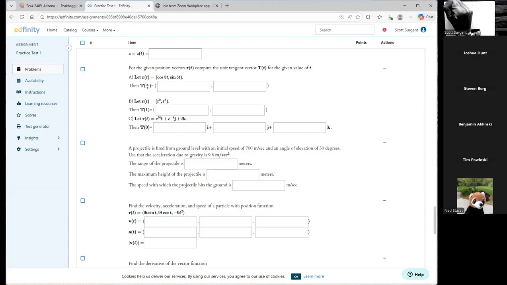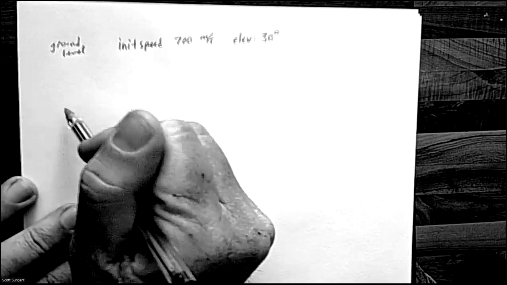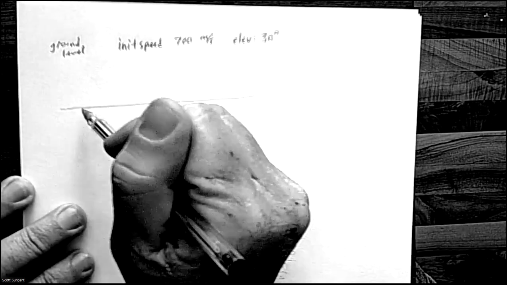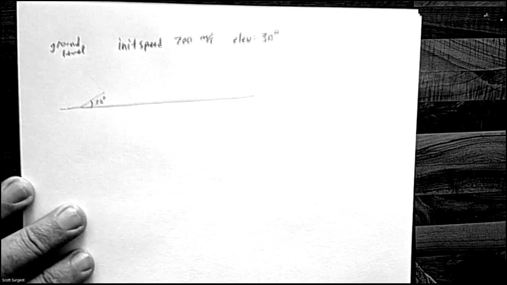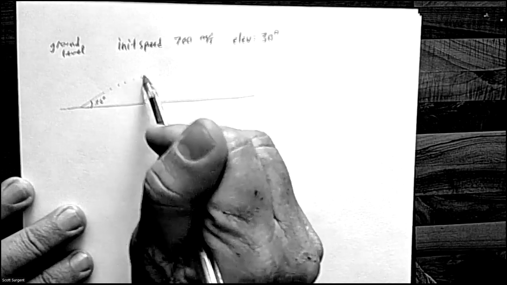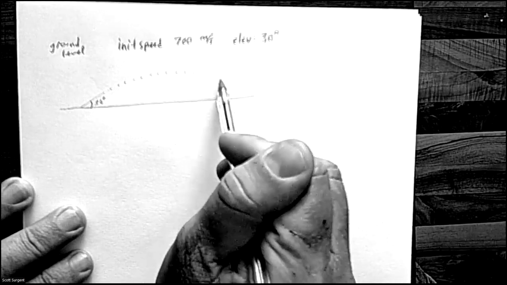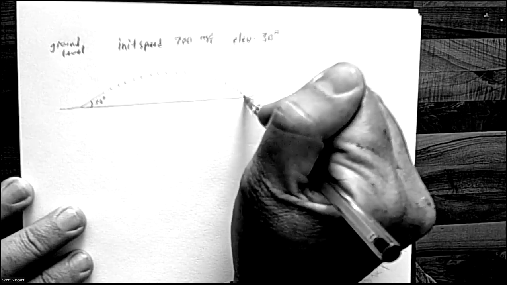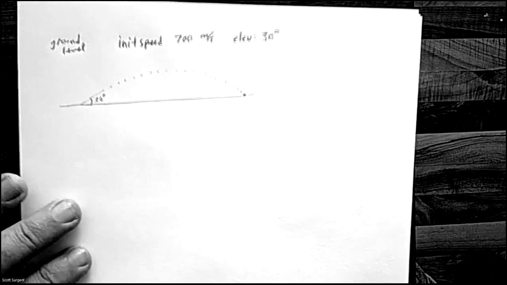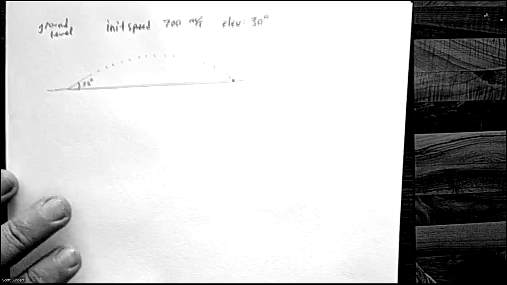All right, so I'll stop the share. It's important to get a sense here. We're shooting something at 30 degrees relative to the ground, and we're ignoring spin and air friction and all that fun stuff. It's going to follow a parabolic arc.